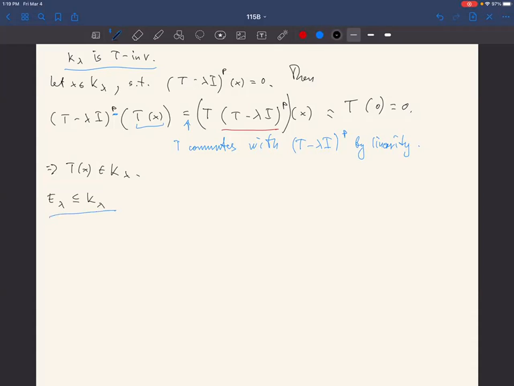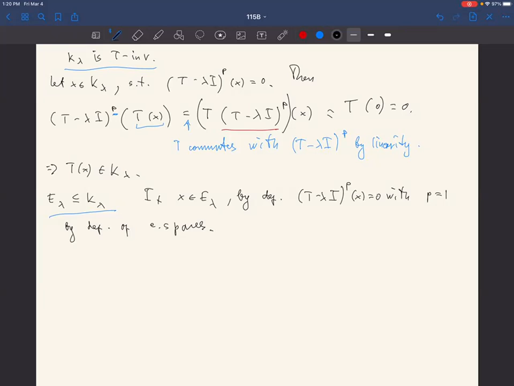Let's check this. It's obvious basically, because if x belongs to E lambda, the eigenspace E lambda, by definition of eigenspaces, this means that (T minus lambda I) to the power p of x is equal to 0, simply with p equal to 1 by definition of eigenspaces. So we see that indeed E lambda is a subset of K lambda.